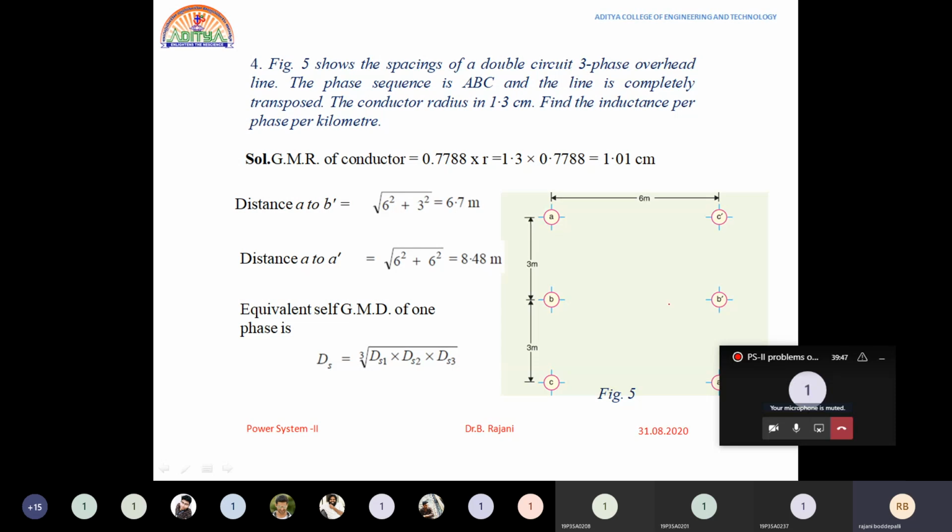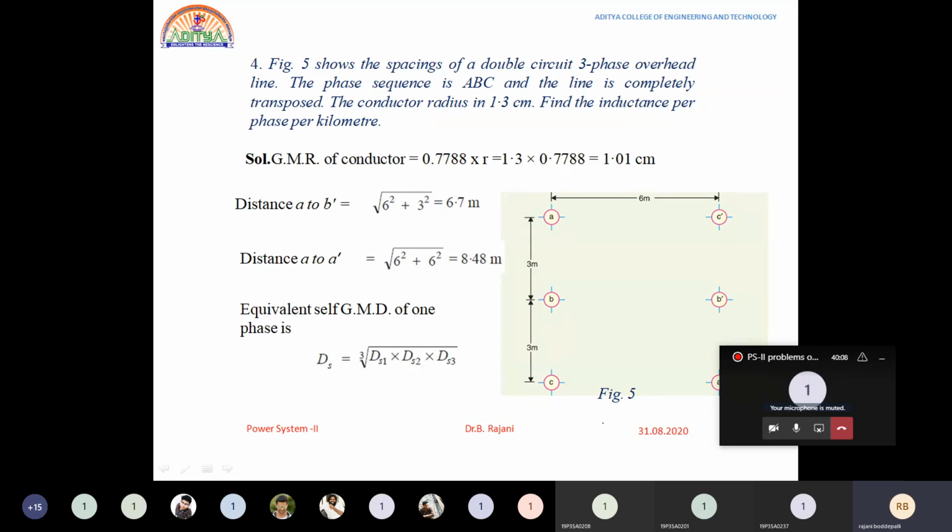If it is given like this, what do we have to do for such problems? First of all we need to find the formula, and substitute the values for self GMD and mutual GMD. Self GMD is nothing but DS, and mutual GMD is nothing but DM. What is the self GMD of that particular conductor?